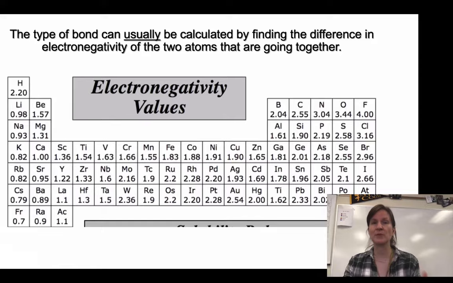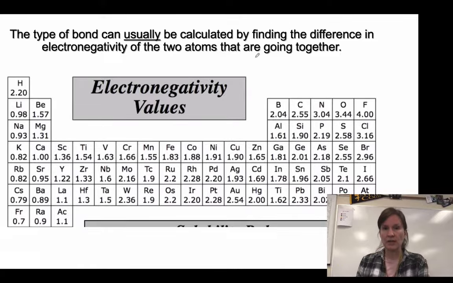So the type of bond can actually be not just assumed based on the type of elements that are joining in a bond together, but it can actually be calculated using a difference in electronegativity. The calculation for this, we usually call it the DEN. DEN stands for difference in electronegativity, and DEN is always the absolute value of your two electronegativities subtracted. So always take the smaller from the bigger to figure out what the difference is.